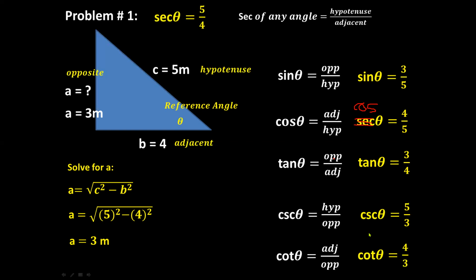Yan ang ating unang halimbawa ng paghahanap ng 5 other trigonometric functions. I repeat, magbibigay lang ako ng isang function, and then i-define natin yan, and then hahanapin natin ang 5 other trigonometric functions. Now, let us have another try. After ng problem number 1, subukan naman nating hanapan ng 5 other trigonometric functions ang ating function na tangent theta is equal to 1.